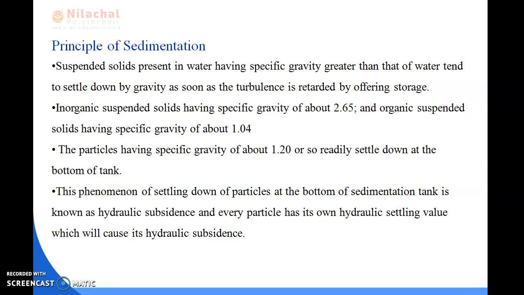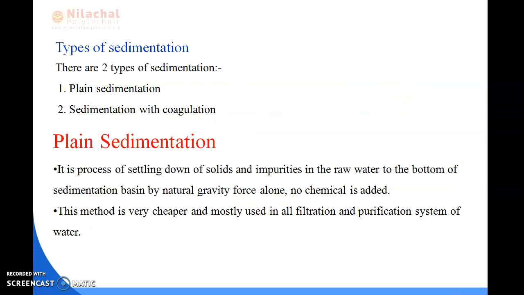This phenomenon of settling down at the bottom of the tank is known as hydraulic subsidence, and every particle has its own settling value. There are two types of sedimentation, and we will read about them one by one. First is plain sedimentation, and next is sedimentation with coagulation. So we will first read about plain sedimentation.